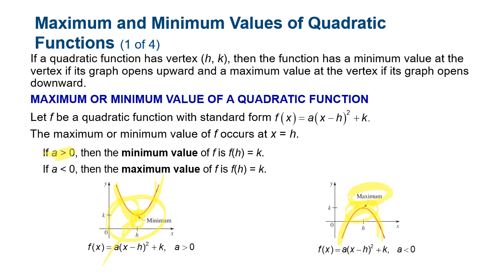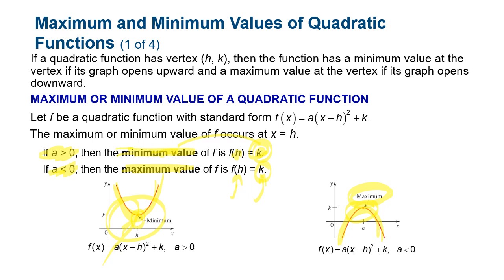So if a is positive, we have a minimum, and that minimum would be at (h, k), our vertex. So we plug h into the function, we would get k. And if a is less than 0, so negative, we would have a maximum value because it would be an upside down parabola. And if we plugged h into the function, we would get k as an answer. Essentially k would be the maximum y value. Here k would be the minimum y value.